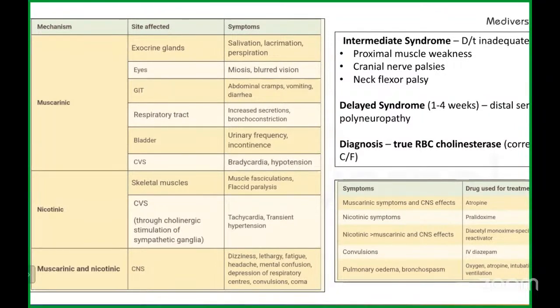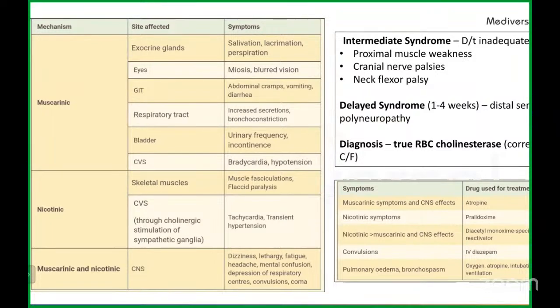In the CVS, we know what acetylcholine does to the heart: bradycardia, hypotension. In the respiratory tract, there'll be increased secretions. So basically, all glands will show increased secretions. In the GIT, abdominal cramps, vomiting, diarrhea. All the exocrine glands will show increased salivation, increased lacrimation, perspiration. In the eyes, the parasympathetic system causes miosis, blurred vision, and these are the muscarinic side effects of acetylcholine.